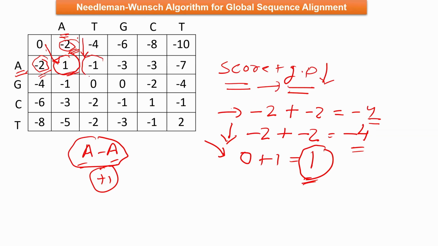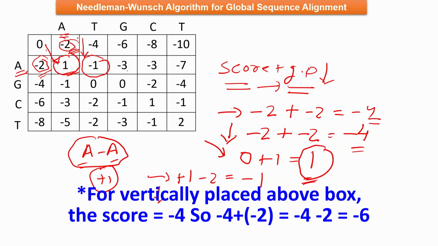As you can see here, for this box, the score in the previous horizontal block was +1, and we will add a gap penalty of -2. This will yield a value of -1. For vertical scoring, the score in the previous block was +4 and we will add a gap penalty of -2 as discussed previously. This will give us a value of -6.